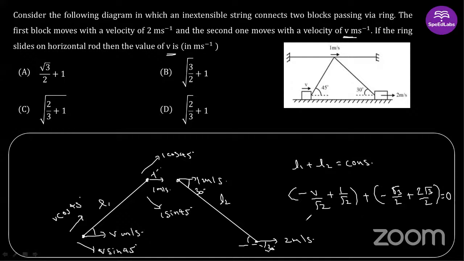Now just solve it for V. So this is minus V plus 1 by root 2, and this entire thing is basically root 3 by 2 plus root 3 by 2. Or we can also write this as root 6 by root 2, and it is equal to 0. So this root 2 as LCM goes the other way around, cancels. V comes here. So V is nothing but root 6 plus 1. So V is coming to be root 6 plus 1.